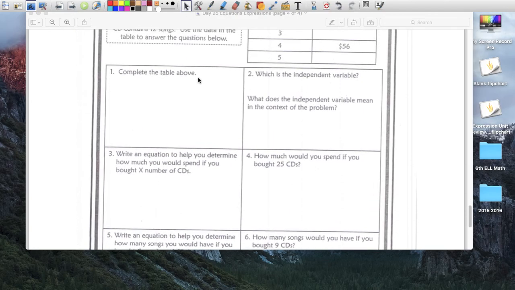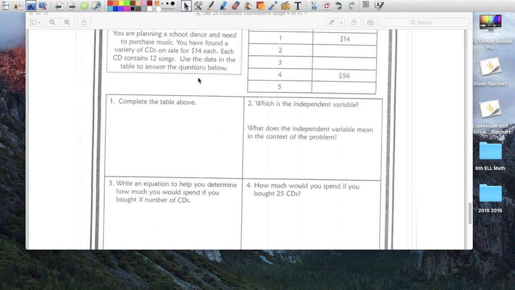Write an equation to help you determine how much you would spend if you bought x CDs. So he wants an equation from that. I forgot the numbers, let me write this down. This was 28, this was 42, 56, and 70. So the total that I spend depends on what? The number of CDs, right? So what's the relationship here? Times 14, times 14, times 14, right? So it would be 14 dollars times the number of CDs. Let's call it x. The total that I spend equals $14 times the number of CDs.